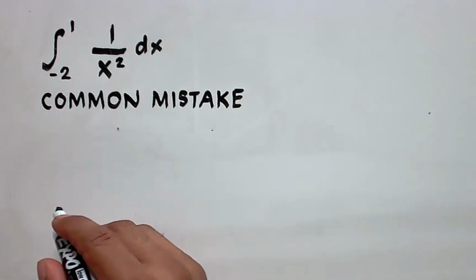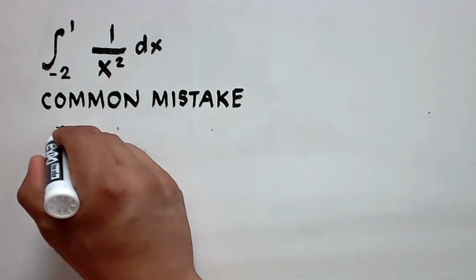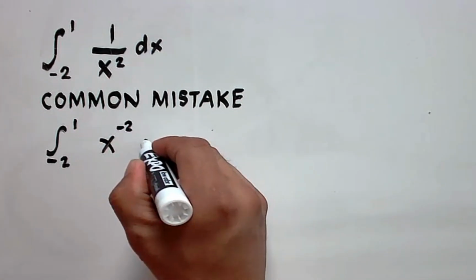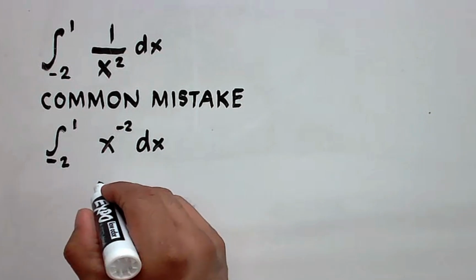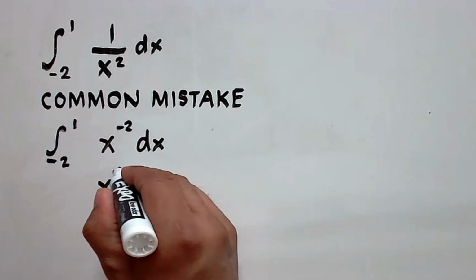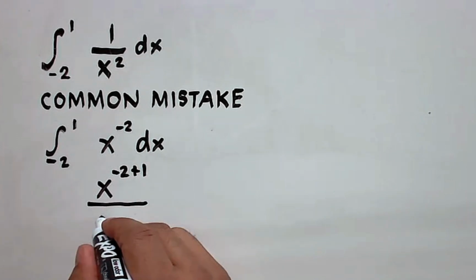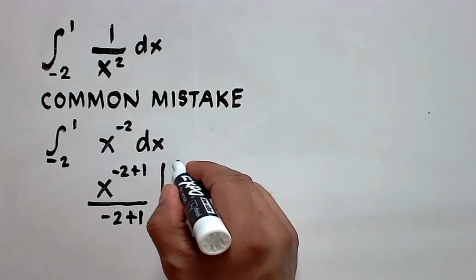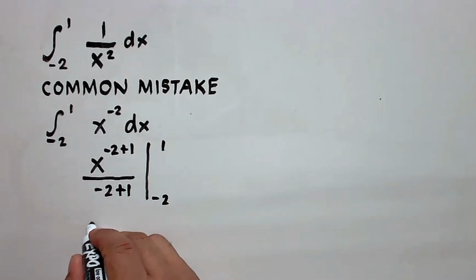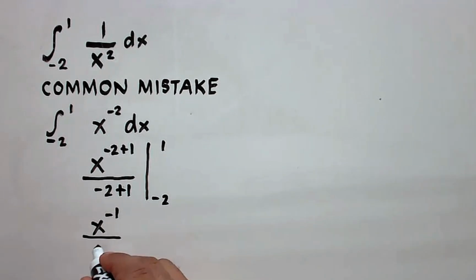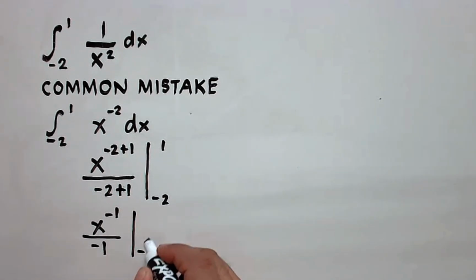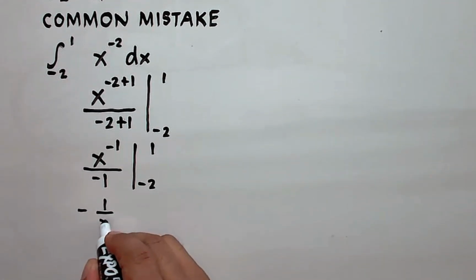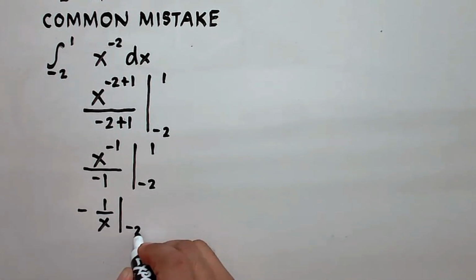In order to use the power rule of integration, we write this as the integral from -2 to +1 of x raised to -2 dx. Then, applying now the power rule, this becomes x raised to -2 plus 1 over the same numerator, -2 plus 1, from x equals -2 up to +1, which is simplified as x raised to -1 over -1 from -2 up to +1, or finally, we have -1 over x from -2 to +1.